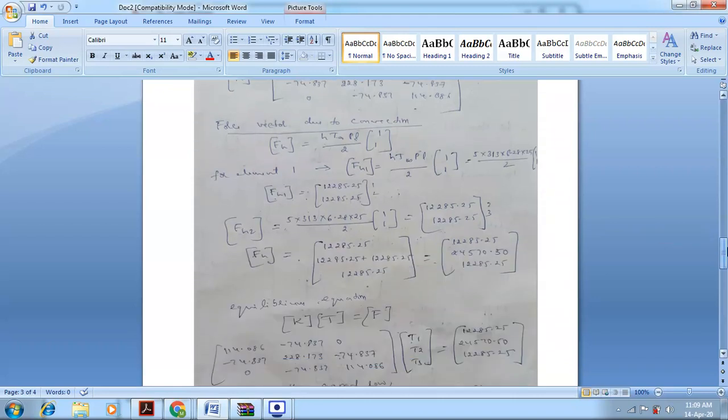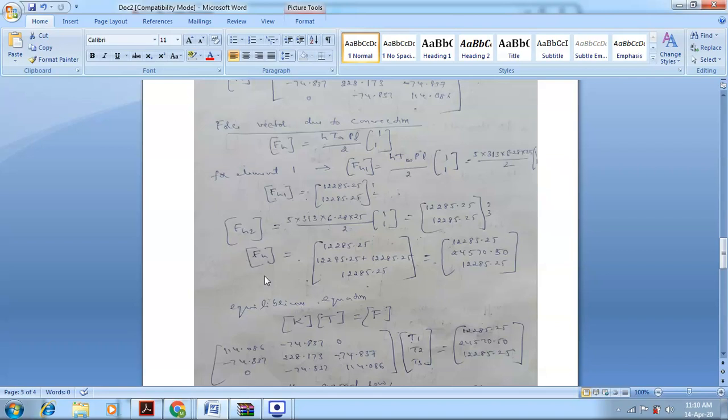Then we need to find out the force vector due to convection. So the force vector due to convection is given by Fh = h P T infinity L by 2 [1 1]. I derived it yesterday and showed how we are getting it. Now you substitute all the values I have given, with the T infinity, the perimeter as well as the length, and get the force vector due to convection for the first element as well as the second element. Again here also we are getting the same, since all the values are the same.